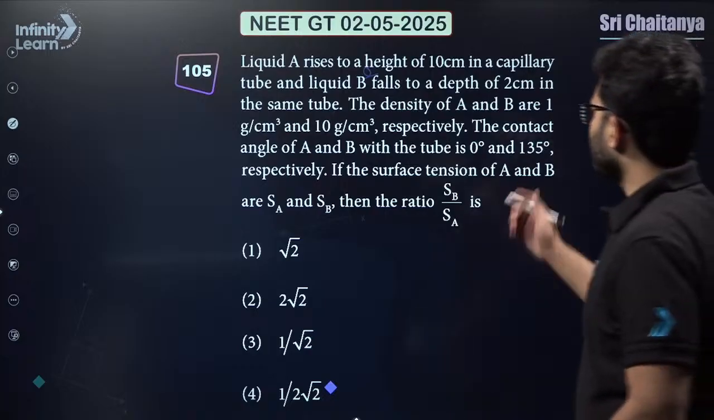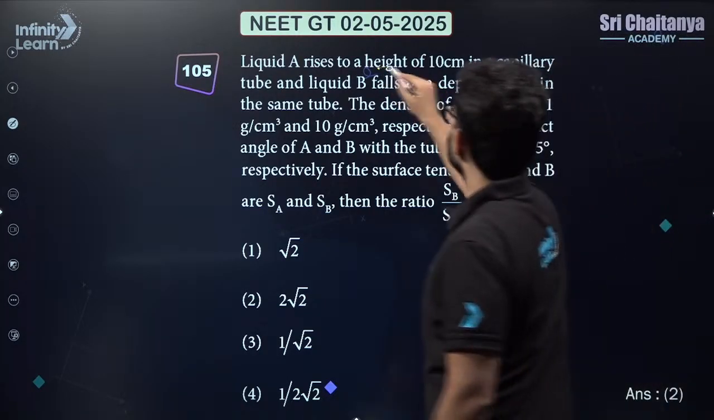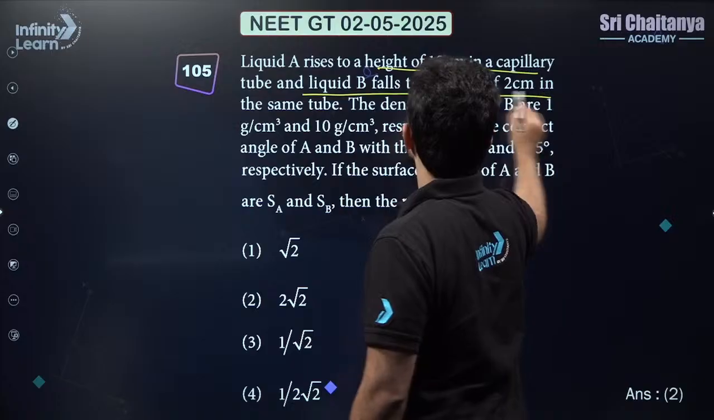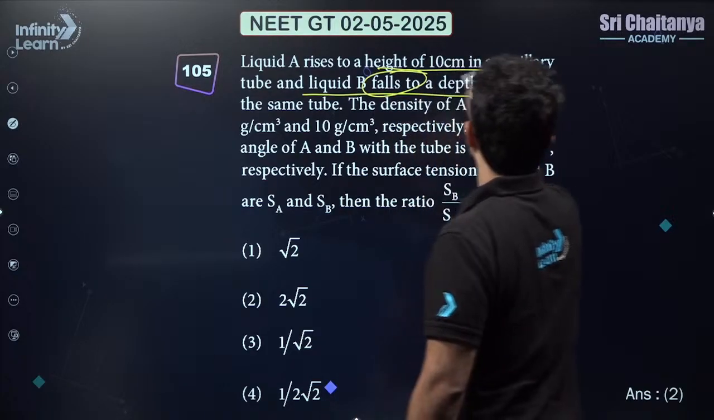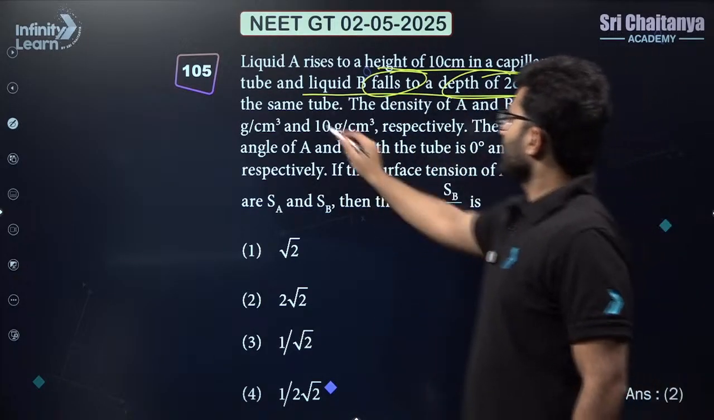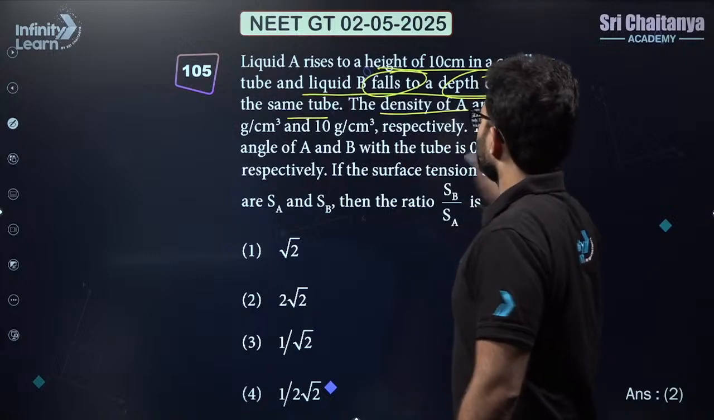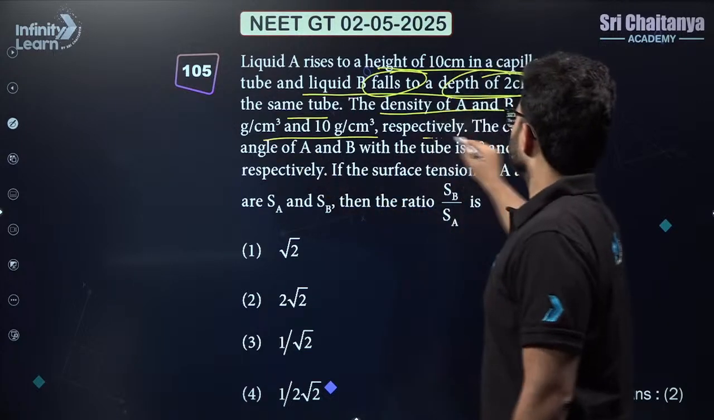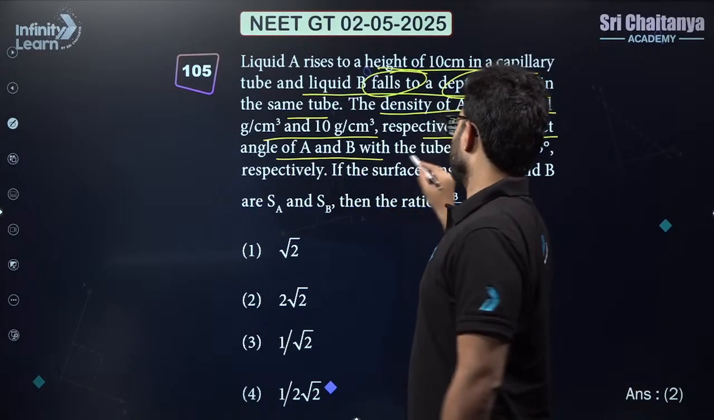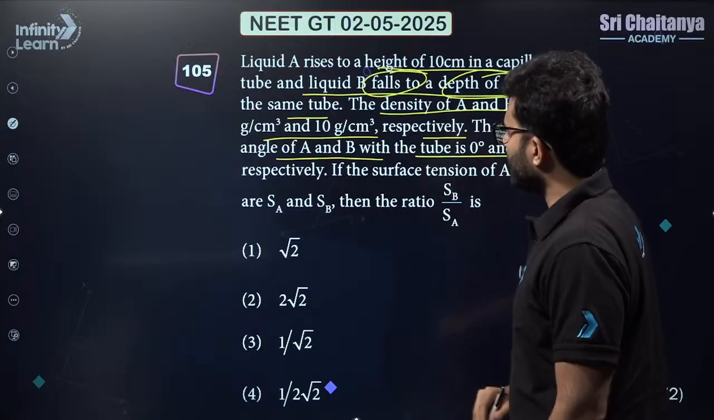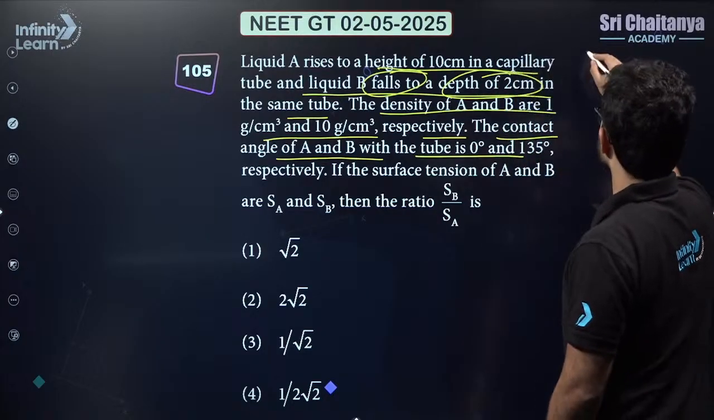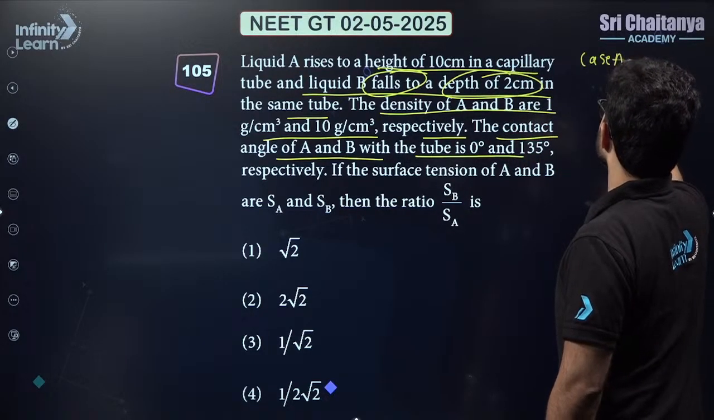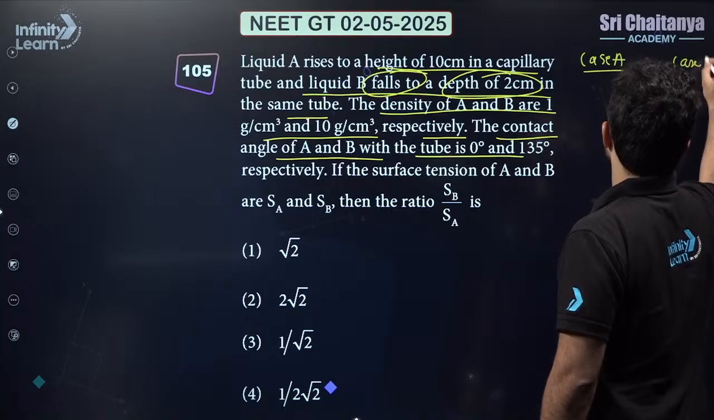Liquid A rises to a height of 10 centimeters in a capillary tube, and a liquid B falls to a depth of 2 centimeters in the same tube. The density of A and B are this and this respectively. The contact angle of A and B with the tube is 0 and 135 degrees. So there are two cases basically, right? So liquid A and liquid B, right?